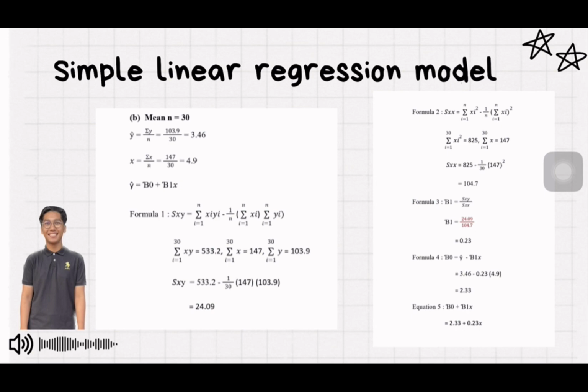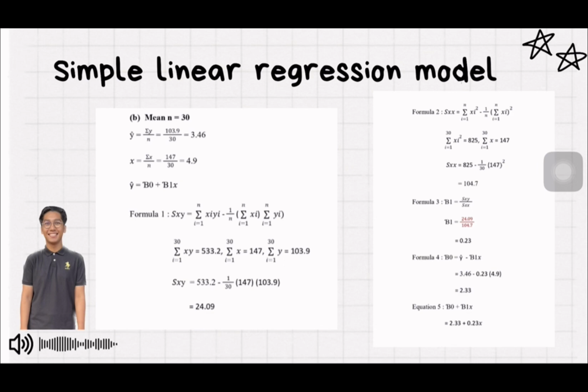We move on to formula 2, which is Sxx equals summation of xi to the power of 2 minus 1 divided by n, open bracket, summation of xi, close bracket, to the power of 2. Then summation of xi to the power of 2 is equal to 825, and summation of x equals 147, so Sxx equals 825 minus 1 divided by 30, open bracket, 147, close bracket, to the power of 2, which we got 104.7.